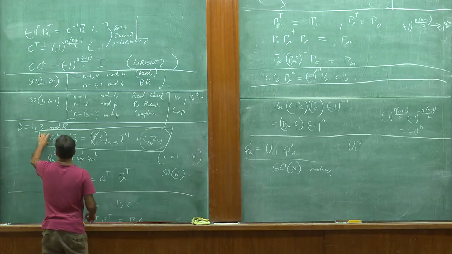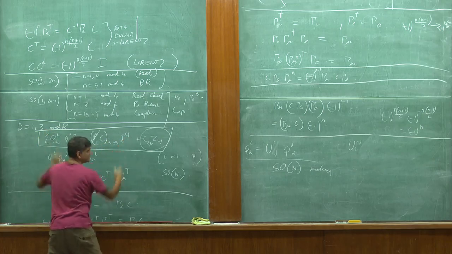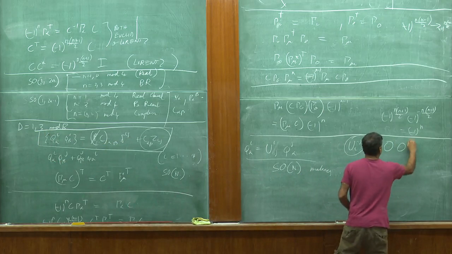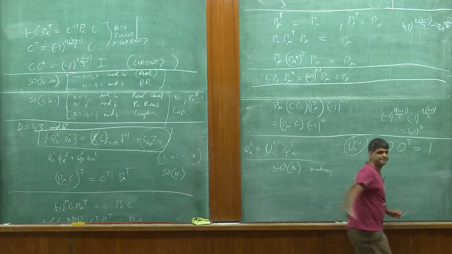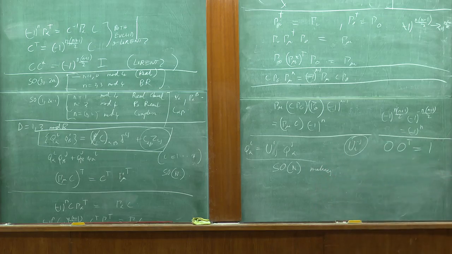So we get a Uij and a U transpose from the other side acting on this guy. So we need the matrix such that, let's say, O times O transpose is equal to 1. Okay? And that gives you the condition that the matrices also have to be real. And that tells you that they are SON matrices.